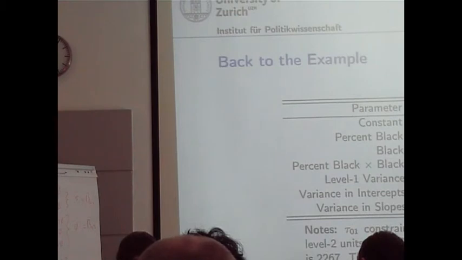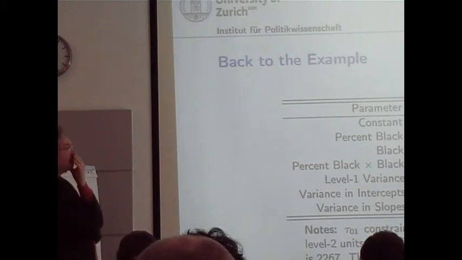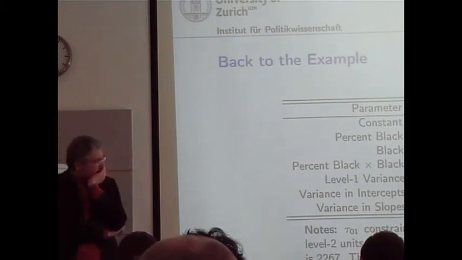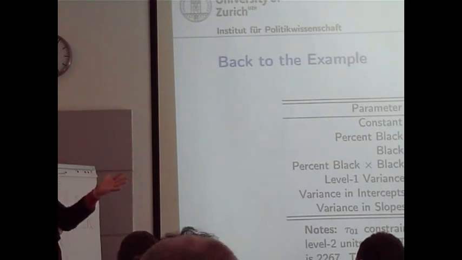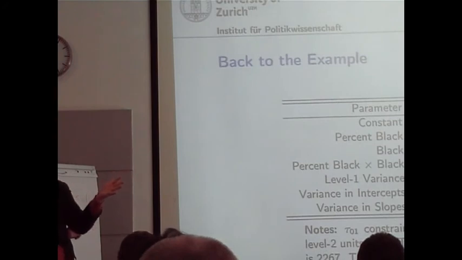How much variance should we have in slopes before considering cross-level interactions? Because if there's no variance, there's no point. Yeah, technically speaking, if you start with a random coefficient model and it turns out that there is no variation in the effect, then there should be no cross-level interaction.